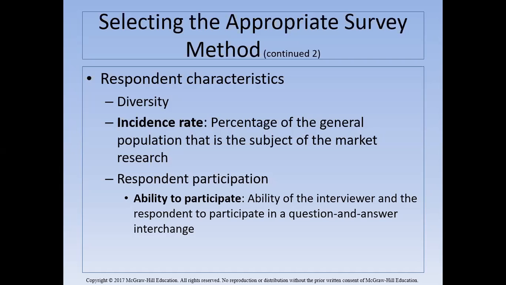Whether the respondent has questions while you're asking him a question matters. You're probably going to prompt some questions he's going to need to ask you back. That also makes it more complicated and takes more time, effort, and cost.